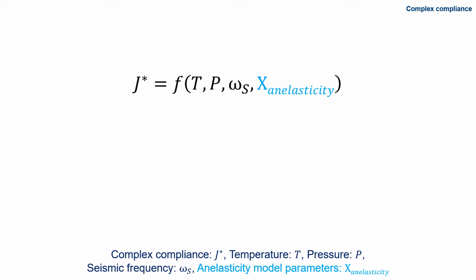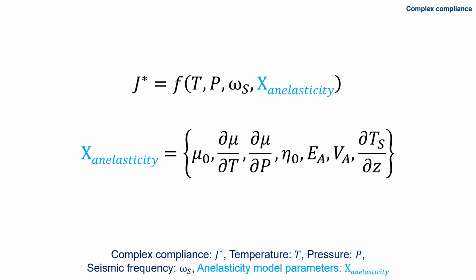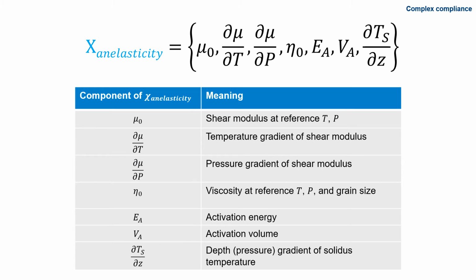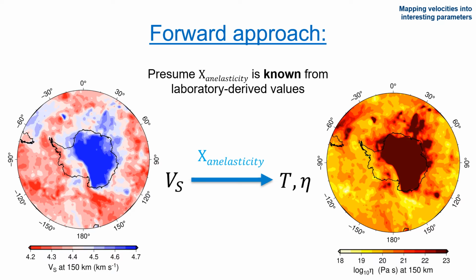The complex compliance is a function of temperature, pressure, seismic frequency, and a set of anelasticity parameters in the Yamauchi and Takei parameterization. The anelasticity parameters are sevenfold: the shear modulus at reference temperature and pressure, and its temperature and pressure derivatives, a reference viscosity, activation energy and volume, and the depth dependence of the solidus temperature. Knowledge of the anelasticity parameters allows us to map in a forward sense between seismic shear wave velocity and interesting thermomechanical properties, including temperature and viscosity.